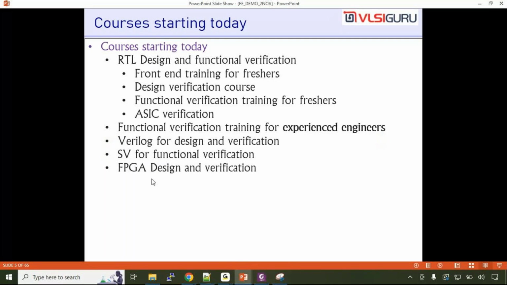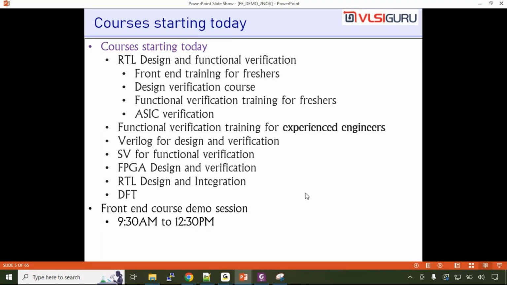Then we have a course on FPGA design and verification. We'll also talk about what an FPGA is shortly. Then we have a course on RTL design and integration. You see the difference: one is verification, one is integration. These are two different courses. Then we also have a course starting for DFT, which is design for testability. So this is the list of courses starting today.